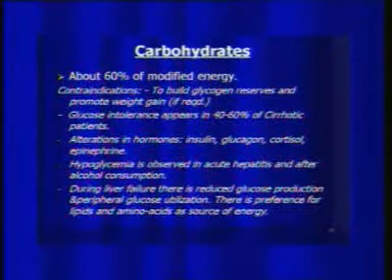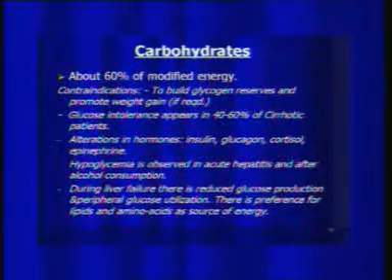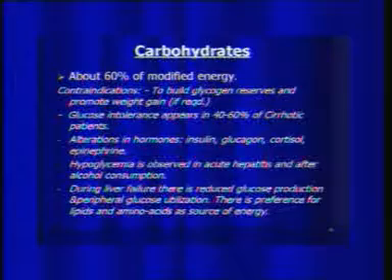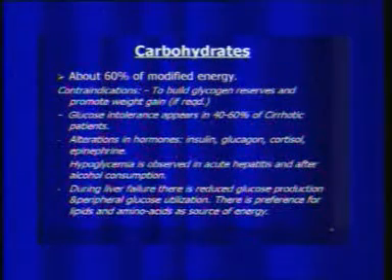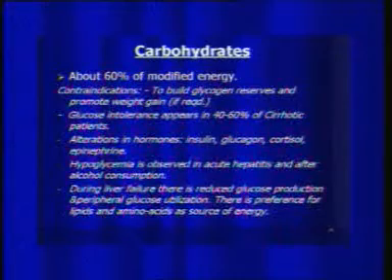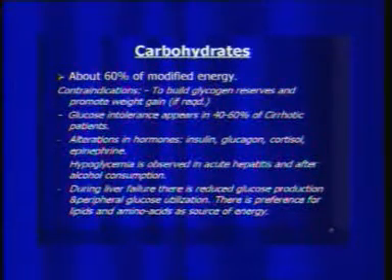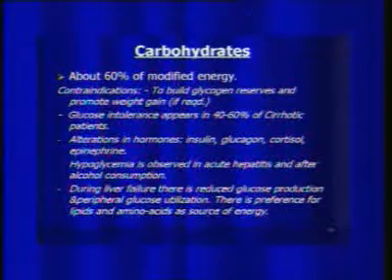Another important feature that we must remember is that during liver failure, there is reduced glucose production and peripheral glucose utilization. There is preference for lipids and amino acids as a source of energy. Lipids and amino acids, when they are used as a source of energy, cause serious malfunctioning of the body, because lipid malabsorption will cause diarrhea, and amino acids, when they are broken down in the body, will result in elevation of ammonia in case of hepatic coma.